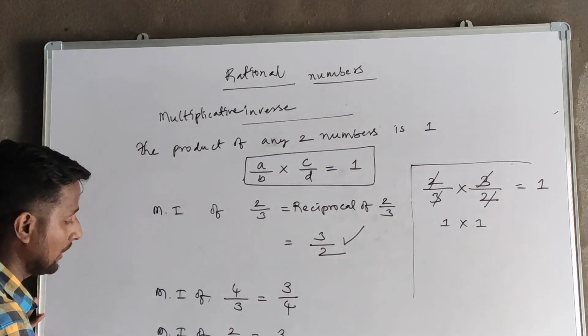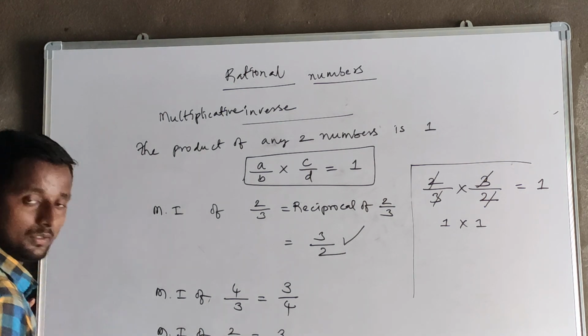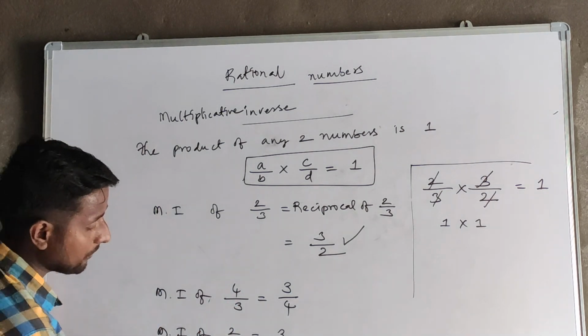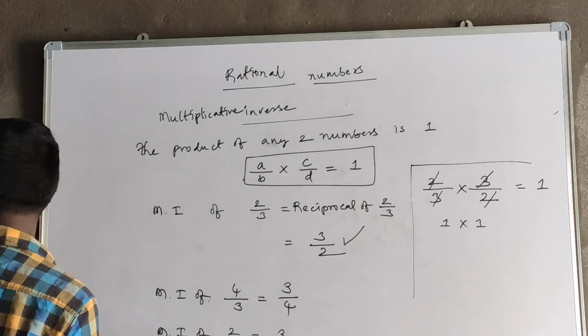I want to check with you. The multiplicative inverse of just 2. Then the answer is just 2? No, we need fraction form. If we need fraction form, we can write 2 as 2 by 1. Correct? 2 we can express as 2 by 1.